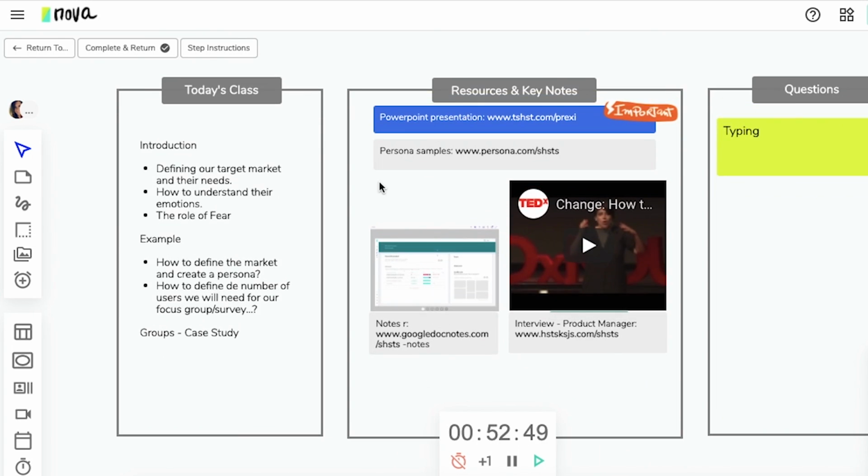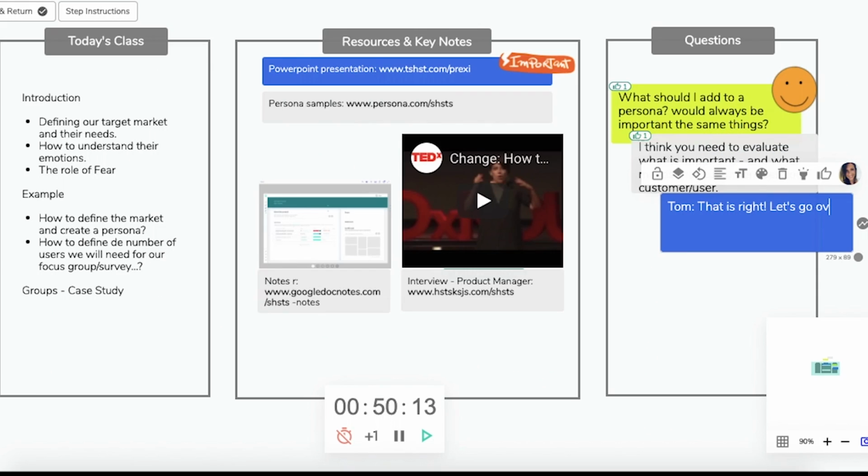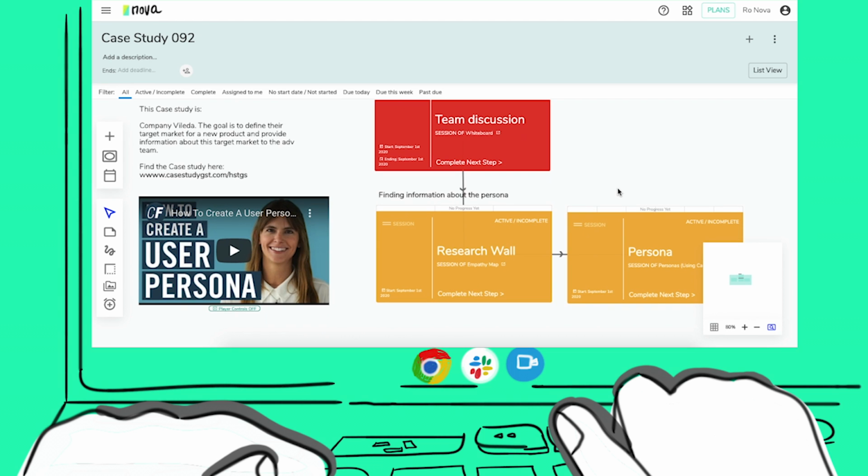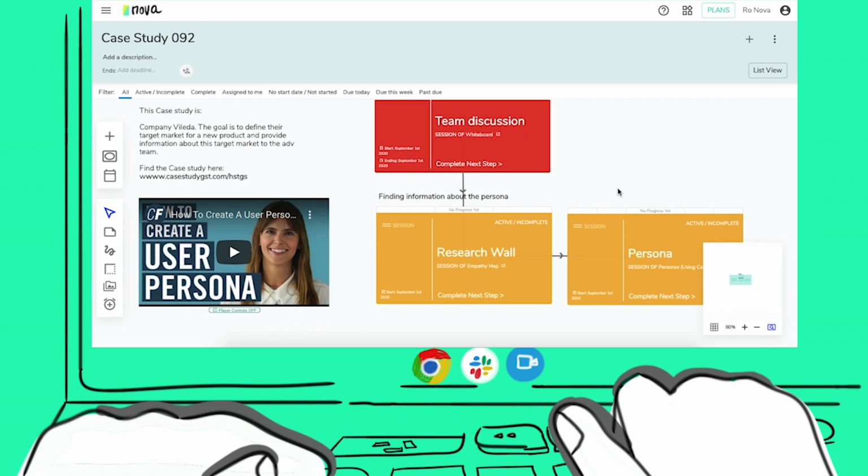He uses a blank whiteboard during his classes so his students can add questions and he can add keynotes and other resources to the board. During the last 30 minutes, students have a case study they need to work on.